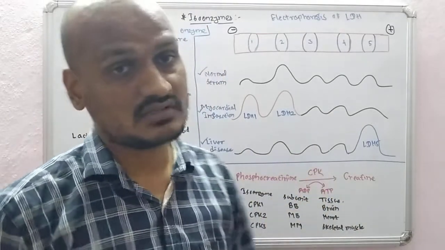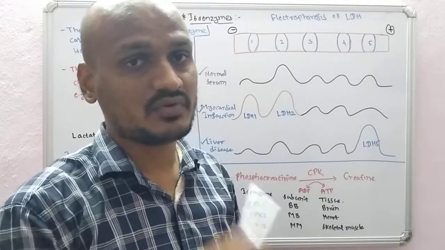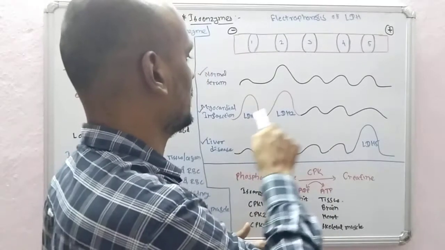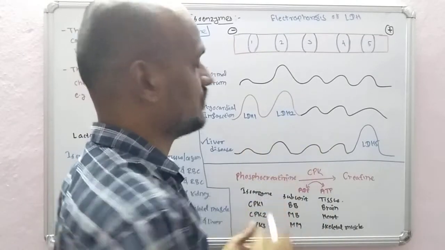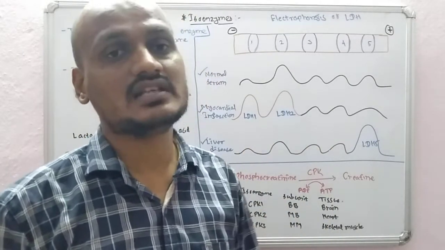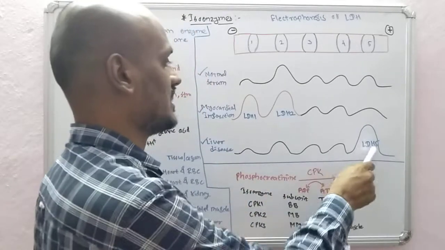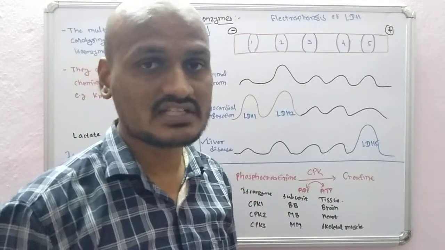If you have a specific disease and you run the protein electrophoretically, and you find LDH1 and 2 are higher, we can suspect a myocardial infarction. If LDH5 is higher, we can suspect a liver disease.